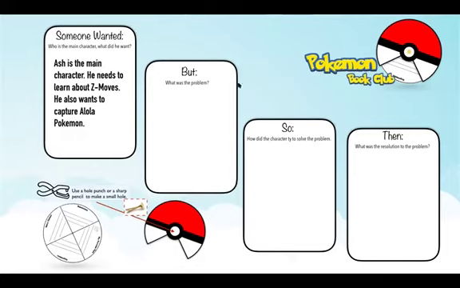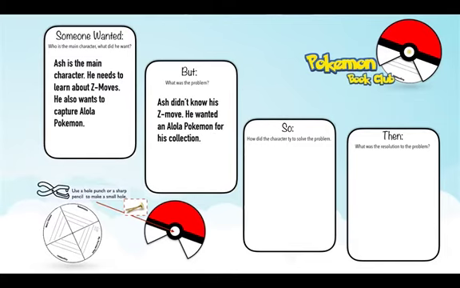But there was a problem. So we're going to spin on over to this section. What was the problem? Remember, take a moment before I give you my answer and use your own words. Was the problem that he didn't know what a Z move was? Was the problem he hasn't ever captured an Alola Pokemon? Put your thoughts on that section of your spinner wheel.